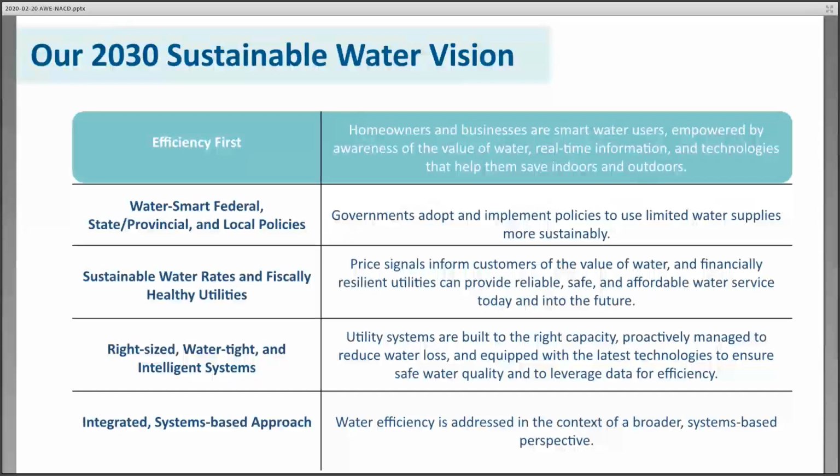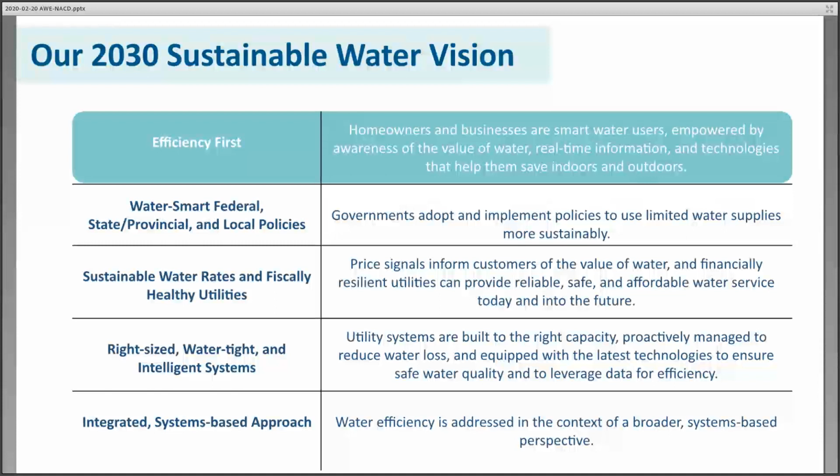So part of our 2030 sustainable water vision is efficiency first. And we want homeowners and businesses to be smart water users. We want them to know and appreciate the value of water, have access to real-time information, and also have access to technologies that help them save water, both indoors and outdoors.